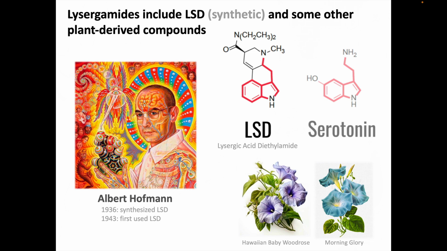The lysergamides include LSD, lysergic acid diethylamide, which is synthetic, as well as a few other plant-derived compounds, as found, for example, in the seeds of the Hawaiian baby woodrose and morning glory. The psychedelic illustration on the left side depicts Albert Hofmann, who first synthesized LSD in 1936 and first used the drug in 1943. We can see that part of the structure of LSD closely resembles serotonin, and it's believed that the hallucinogenic effects of the lysergamides and a few other hallucinogens relate to serotonin receptor agonism.